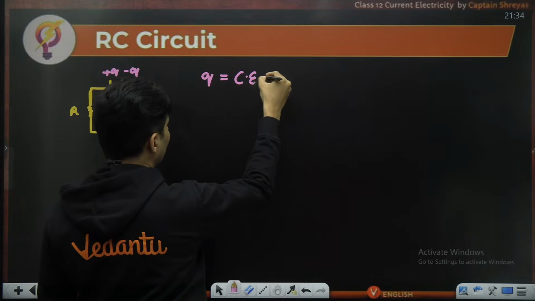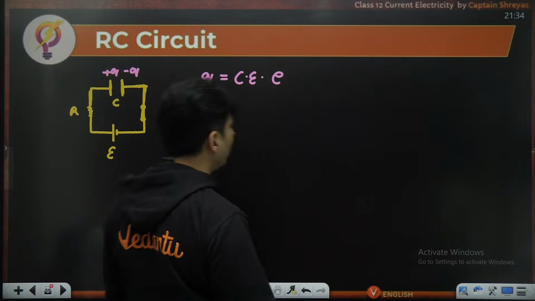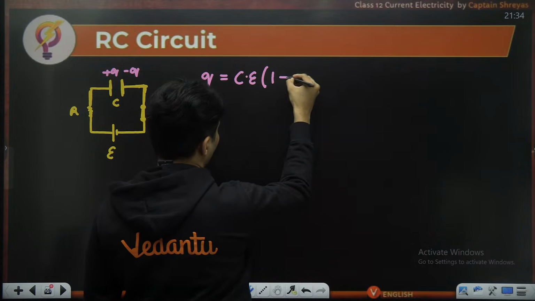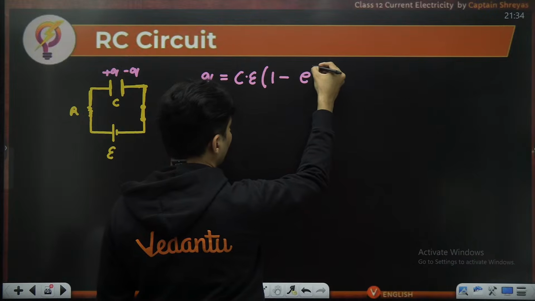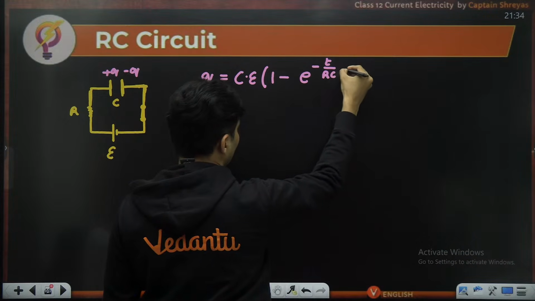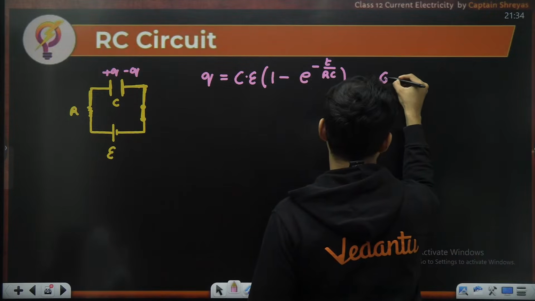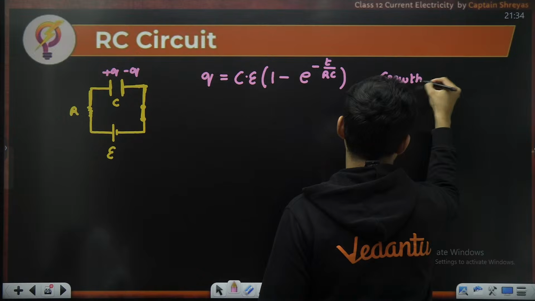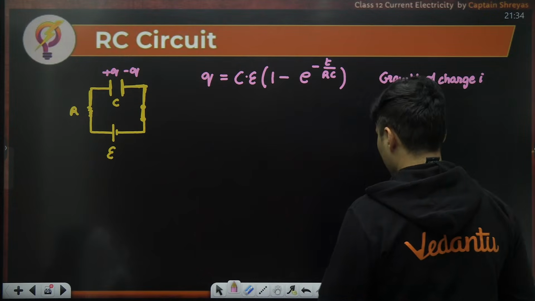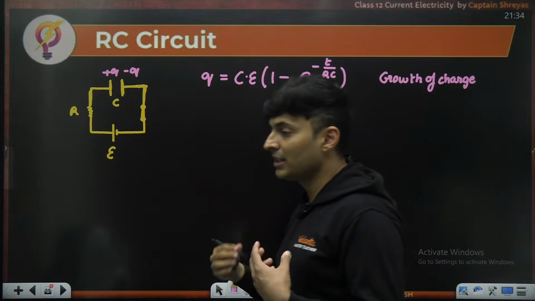Q equals C into E, where E is the EMF, times 1 minus small e, that is the mathematical constant, raised to minus time divided by resistance into capacitance. That's how it grows. So this is how the growth of charge is when the capacitor is getting charged.